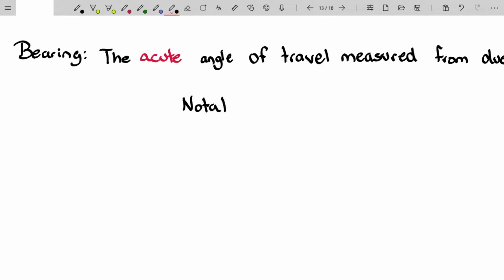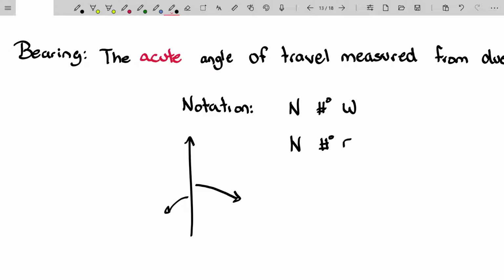So the notation. If you're measuring from, say, due north, you'll start with north, you'll have some number of degrees, and then you have to state, because if I'm facing due north and I'm measuring an acute angle, it could be this way or it could be that way. So we're going to end this notation with the direction that we rotated through, either east or west. So north by so many degrees west or north by so many degrees east, or you could have faced south and turned through so many degrees west or so many degrees east.